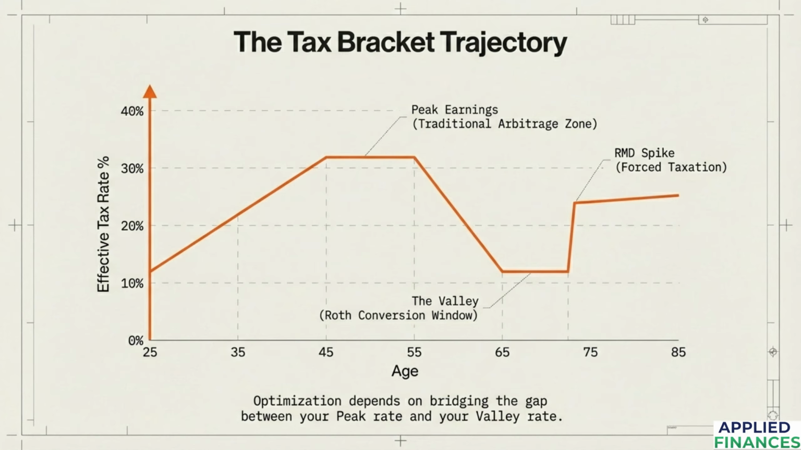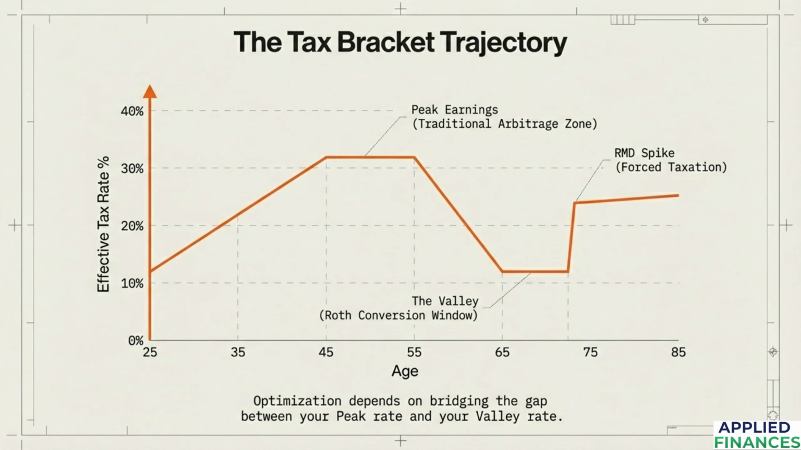However, a unique opportunity often appears after retirement, but before age 73, which we call the valley. This is the Roth conversion window where your income drops significantly and your effective tax rate hits a low point. Optimization depends entirely on your ability to bridge the gap between your peak rate and your valley rate. If you do not plan correctly, you will eventually hit the RMD spike, where forced taxation pushes you back into a higher bracket.